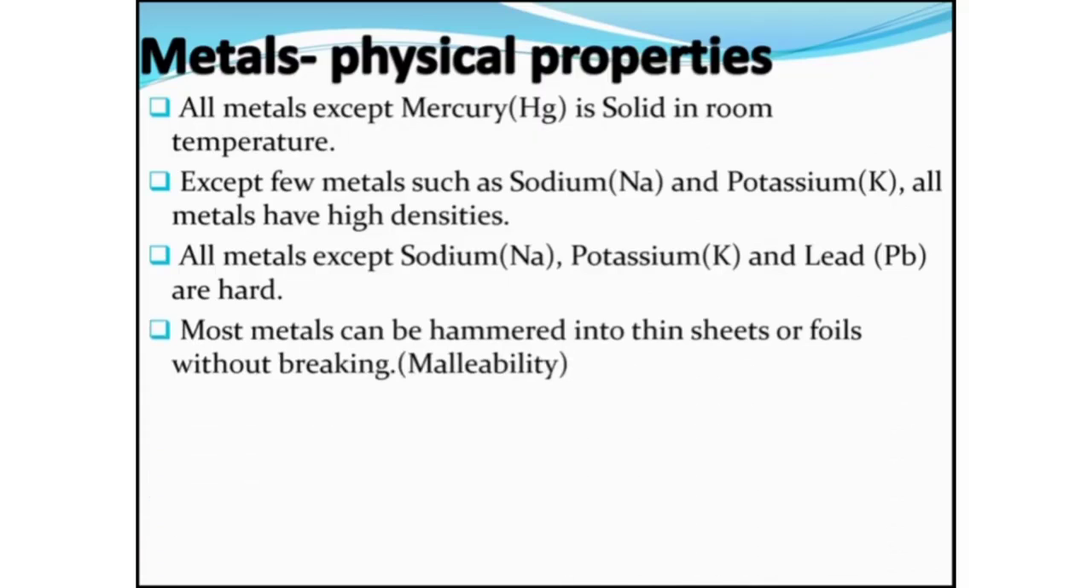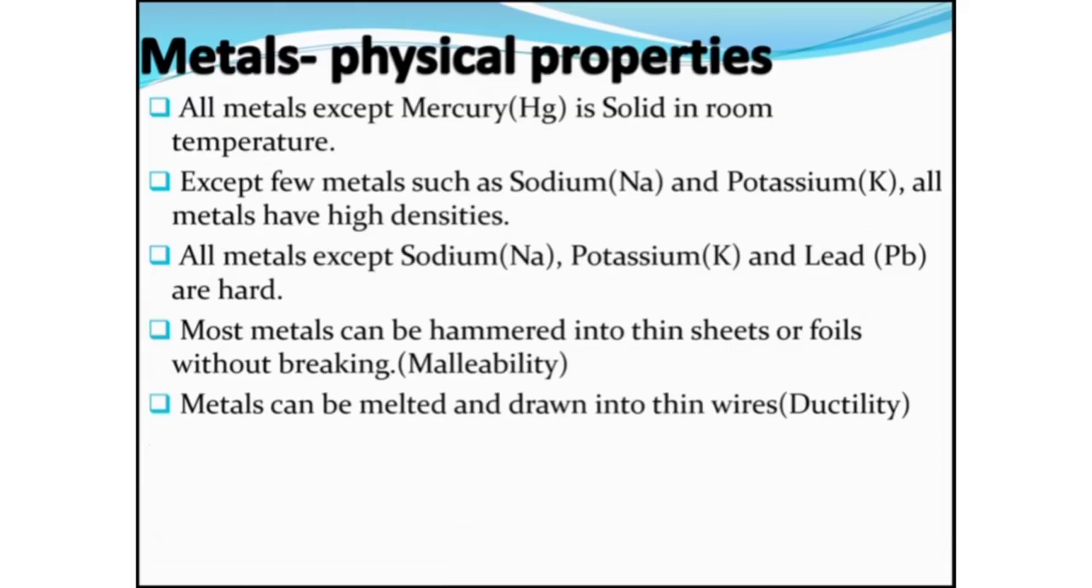Metals have another property known as malleability. If you beat a metal with a hammer, it forms a thin sheet or a thin foil, for example aluminium and iron. The next one is ductility. Metals can be melted and drawn into wires, like copper wire, etc.